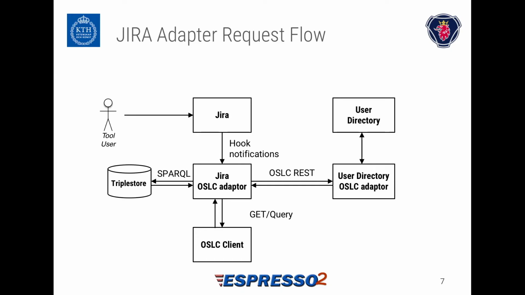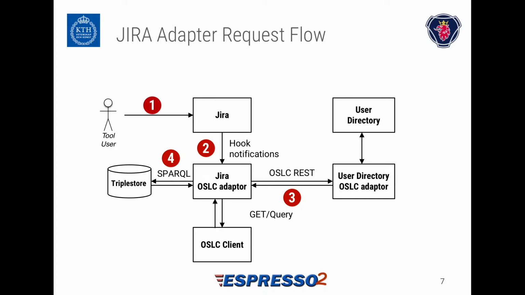Let's take a closer look at the detailed architecture of the toolchain. I will demonstrate this with a simple request flow. Whenever the end user performs an operation on Jira issues, a Jira webhook triggers a notification that is then captured by the Jira adapter. Jira adapter then creates a change request that corresponds to this changed issue. In doing so, Jira adapter will query the user directory adapter to link to the appropriate creator of that issue. Finally, the adapter persists the change request resource in a local triple store.